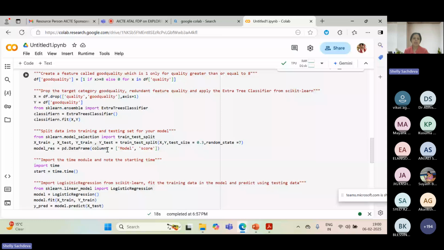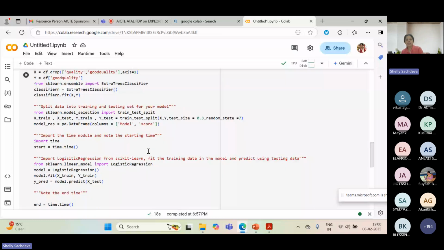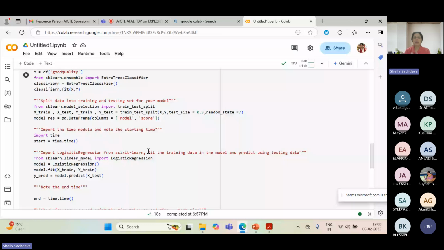So this particular code will split it into the training and the testing one, and the further code will be for noting the particular time, right? So now this will import a library, will import the time, and we'll have start is equal to time dot time. Now we'll import the logistic regression from the sklearn.